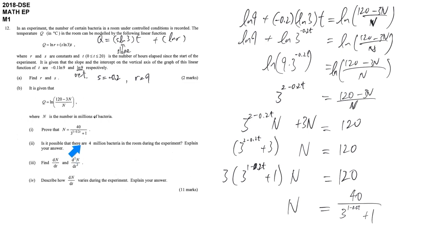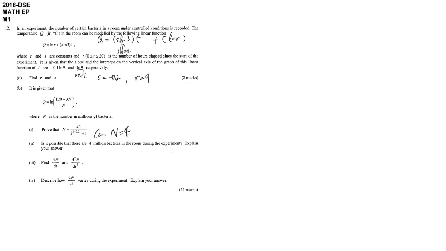Part 2, they ask: is it possible that there are 3 million bacteria in the room during the experiment? n originally is defined as the number in millions. So here they are talking about can n equal to 4. If n is equal to 4, then 4 is equal to 40 over 3 power of 1 minus 0.2t, plus 1.